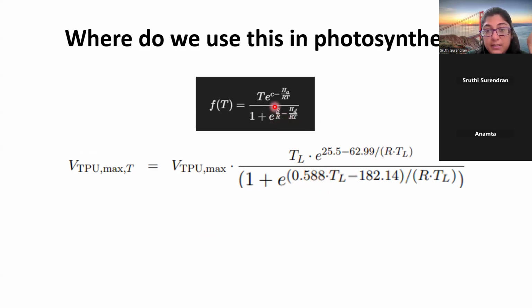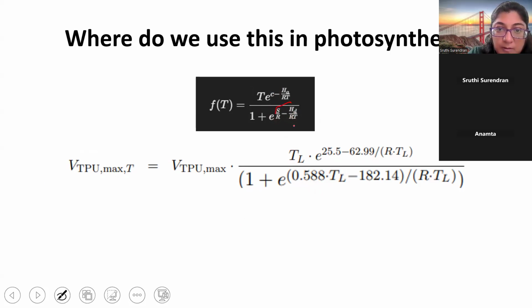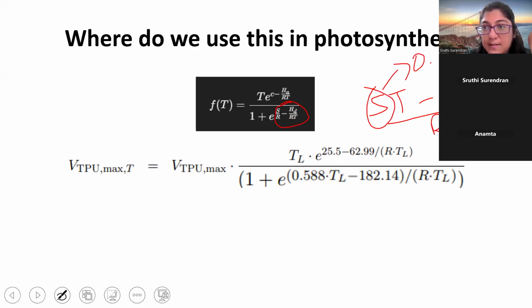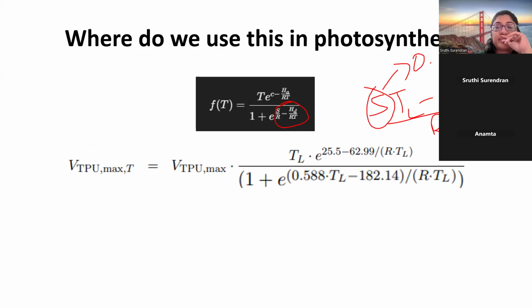Now why TL is coming in the numerator is because this entire term is taken as one term, so it will be S into T minus HD by R into T. Here this S term is 0.588, and TL we know, HD is equal to 182.14, and R and T are again the ideal gas constant and the leaf temperature in Kelvin. All of these temperatures have to be substituted in Kelvin.